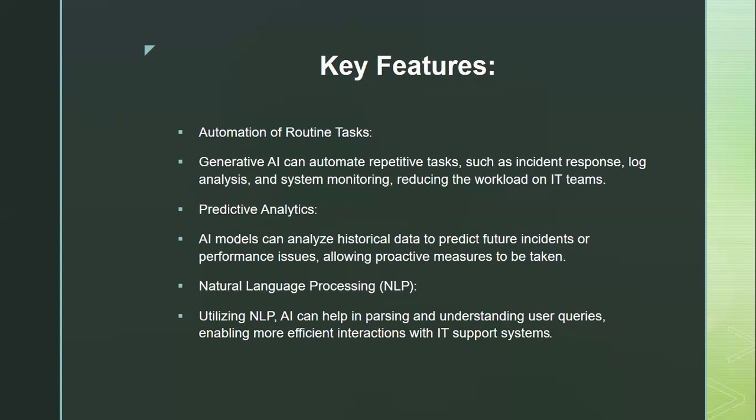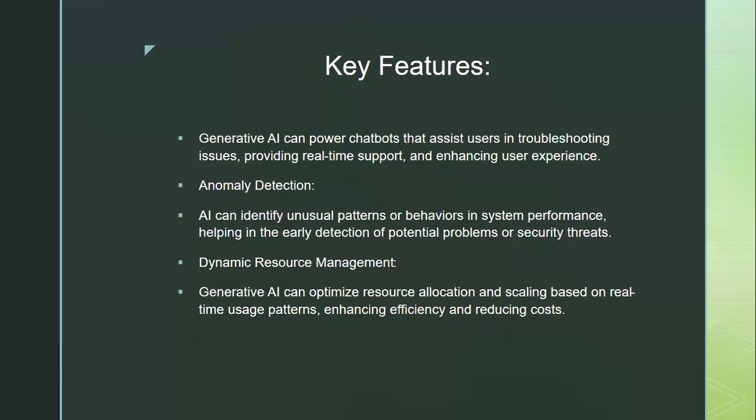There are different software tools, like Grafana, ELK, and Neuralink and many more, that provide predictive analytics when they monitor any applications. They can analyze historical data and then predict future incidents and performance issues. Then there is natural language processing, NLP. AI can utilize NLP to help parse and understand user queries, and allow more efficient interaction with the IT support system. So these are some of the key features we can talk about.